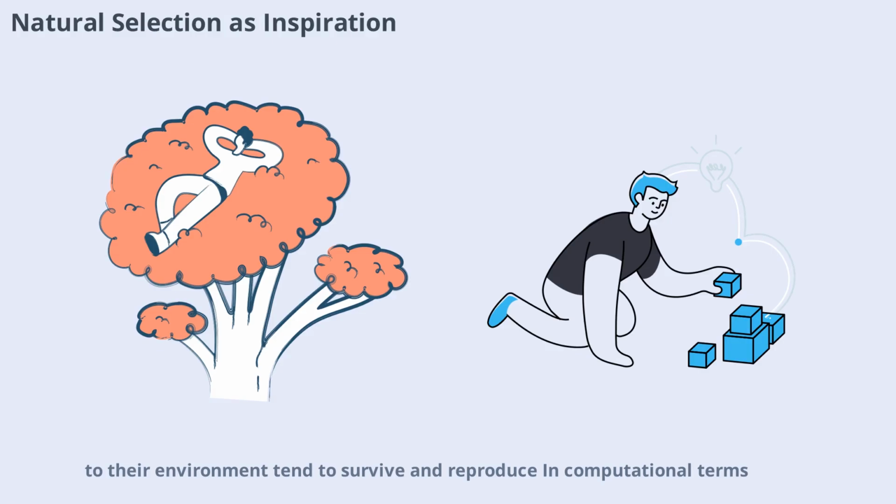The core idea behind evolutionary algorithms is natural selection, the process by which organisms better adapted to their environment tend to survive and reproduce. In computational terms, this means selecting the best solutions from a population and allowing them to reproduce through algorithmic operations. This approach enables the algorithm to gradually improve its solutions, much like how species evolve over time. By drawing inspiration from nature, researchers can solve problems that are otherwise too complex for traditional methods.